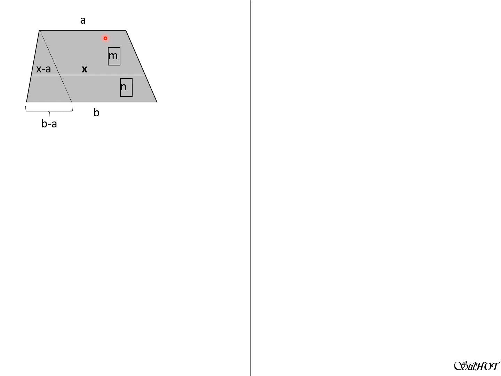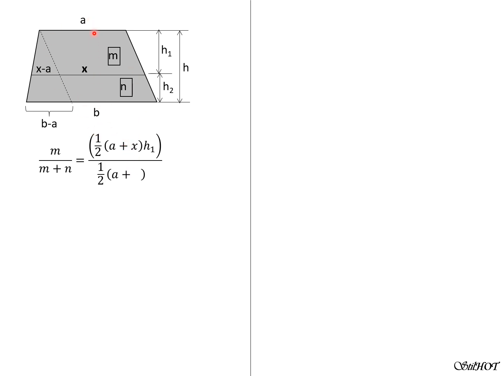So therefore, area of upper trapezoid, 1/2 of quantity a plus x, then we have the height h1. This is h2. The overall height is h. So m over m plus n, the total area, is area of the upper trapezoid, 1/2 of quantity a plus x times h1, while the area of the entire trapezoid, which represents m plus n, is 1/2 of a plus b times h.